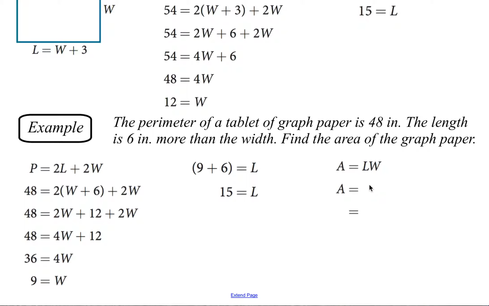Now we're looking for the area of the graph paper. The area of a rectangle is length times width, so we need to multiply those two, and we get 135 square inches.